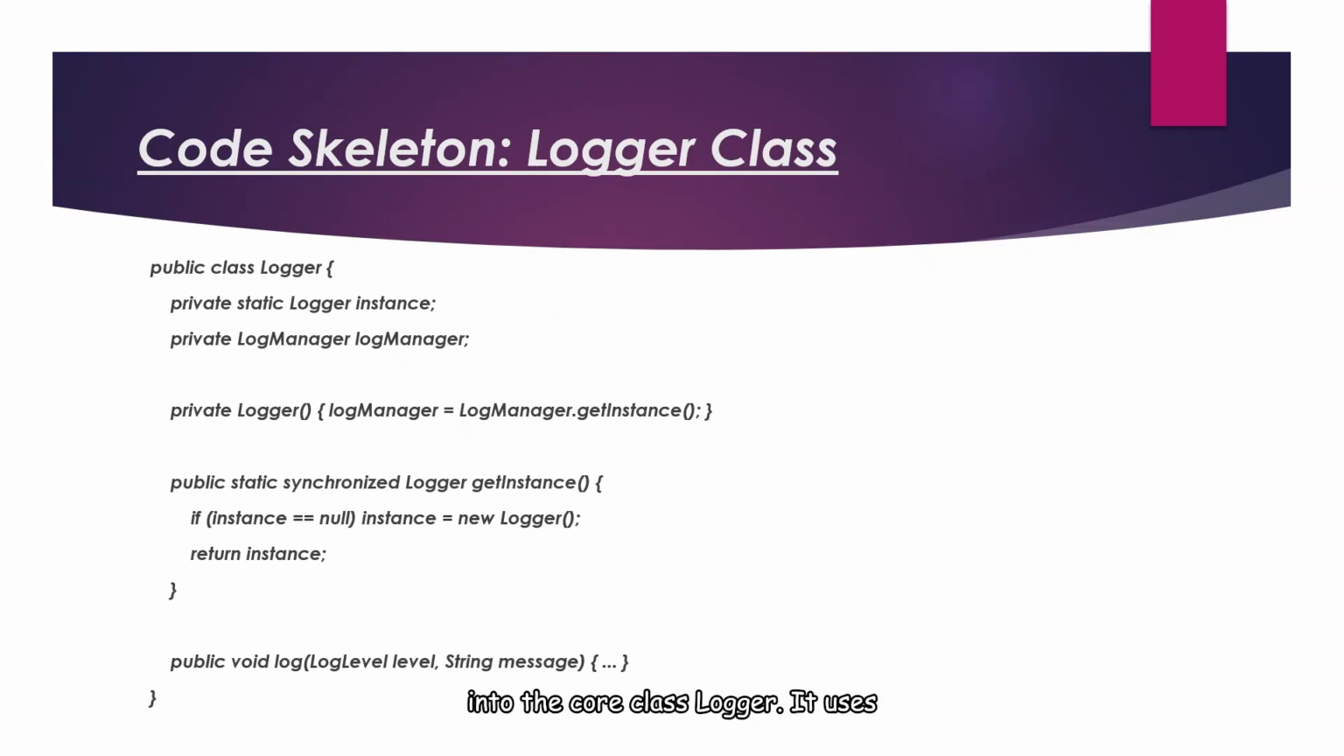Let's peek into the core class, logger. It uses a private static instance and a private constructor to enforce the singleton property. It exposes a public static method, get instance, to provide access to the one and only one logger object. The log method handles incoming messages. It validates them, wraps them in a log message object, and passes them to log manager.